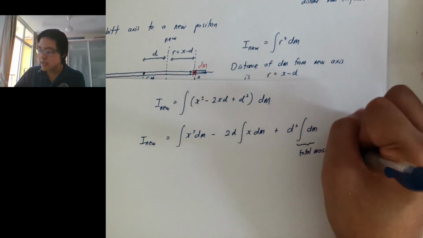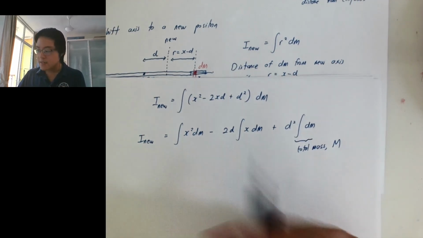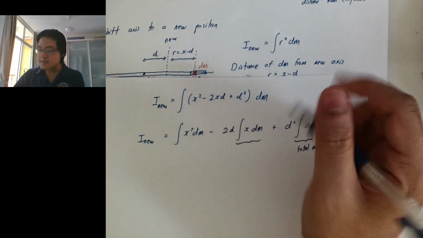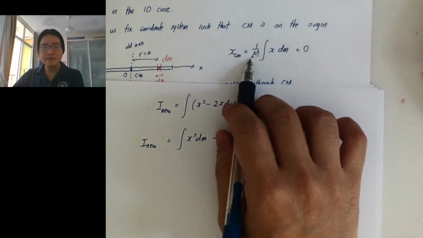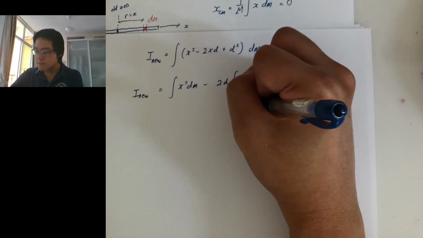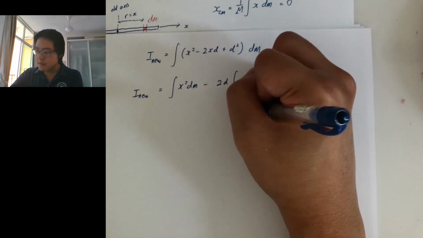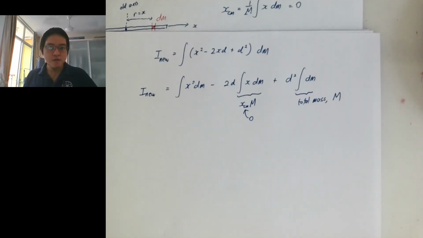So this just gives me m. So we got our md square over here. Then what is this? The integral of x dm is just the center of mass times m, so this is xcm times m. But we were saying that my origin is the center of mass, so this number is 0. So this term is 0.